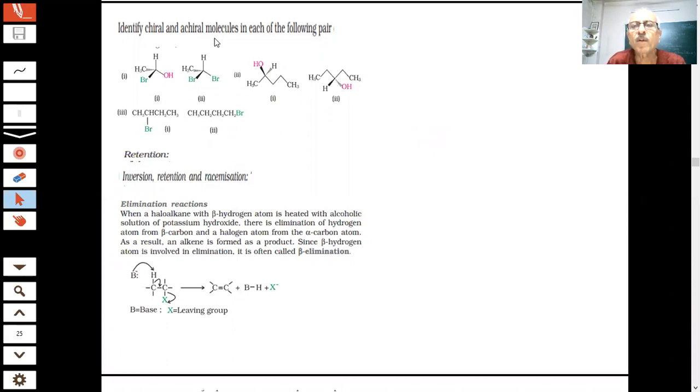We are now going to discuss some very important reactions of the haloalkanes. We have already discussed nucleophilic substitution reaction. Today we are going to talk about another very important reaction. That reaction is elimination reaction. Students, it is a very important reaction and questions will be there in the exam on elimination reaction. When I say elimination, it is very clear that there will be loss of some molecule.